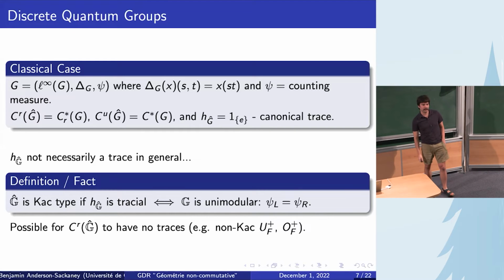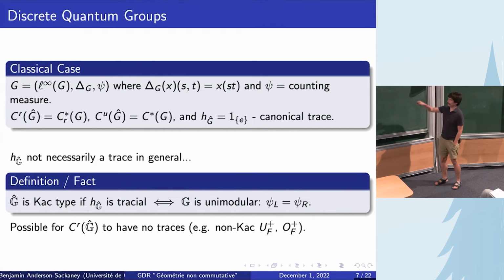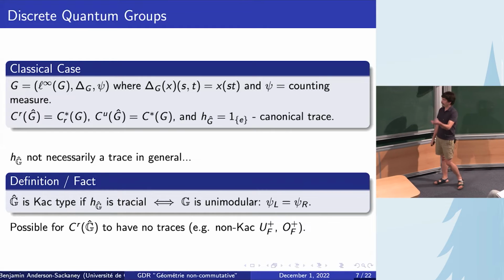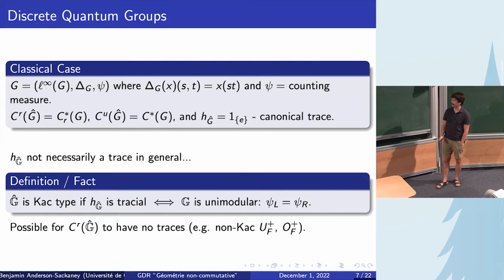And I'll just mention that it's possible for the reduced C-star algebra to have no traces at all. So for example, for certain non-Kac free unitary quantum groups or free orthogonal quantum groups, they can have no traces.